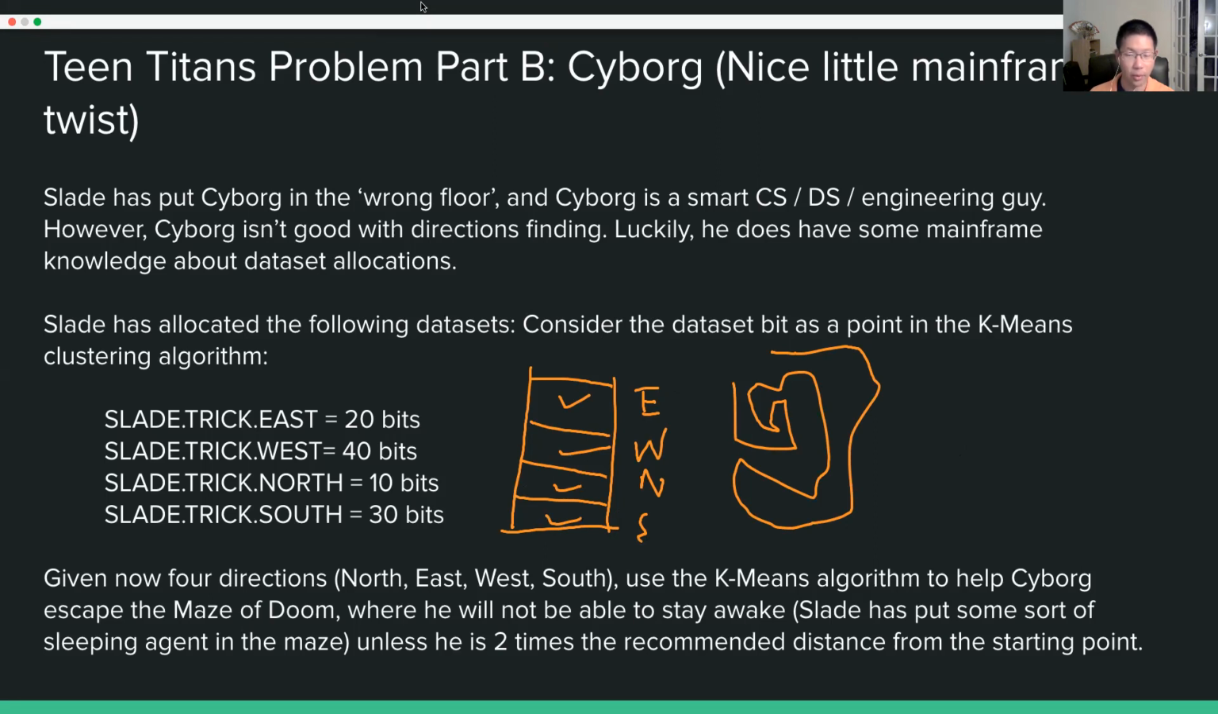So you're now given the 4 directions of north, east, west, and south. Use k-means to help Cyborg save the maze of doom, which he will not be able to stay awake until he is 2 times the recommended distance from the starting point. So I'll let you guys think about the solution once again for a few minutes.